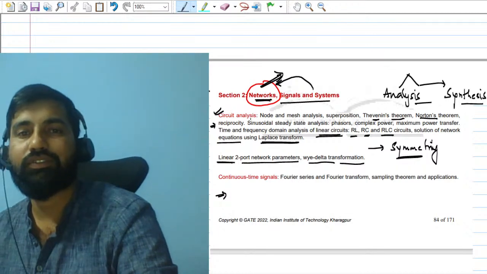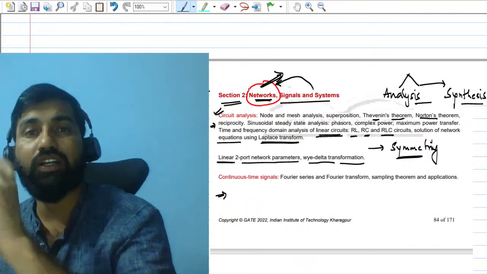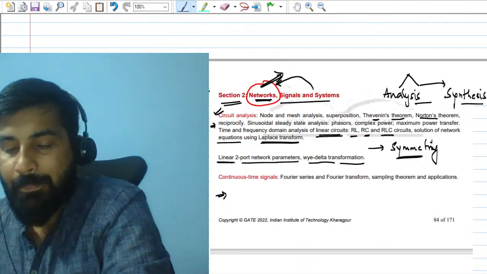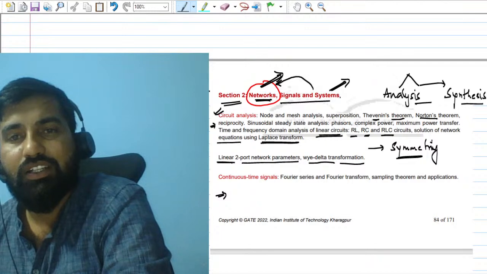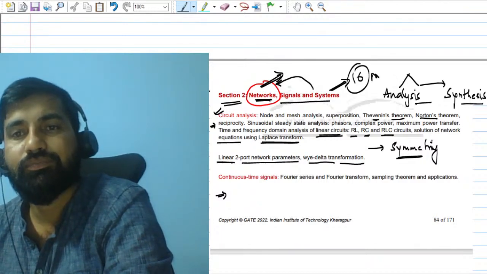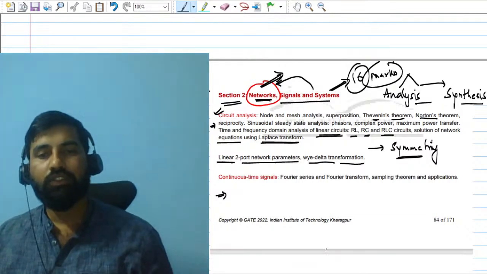In section 2, network theory will be the third subject which I will be starting this year. Make sure of that. And regarding weightage, combining these two subjects you might expect around 20 marks as well.